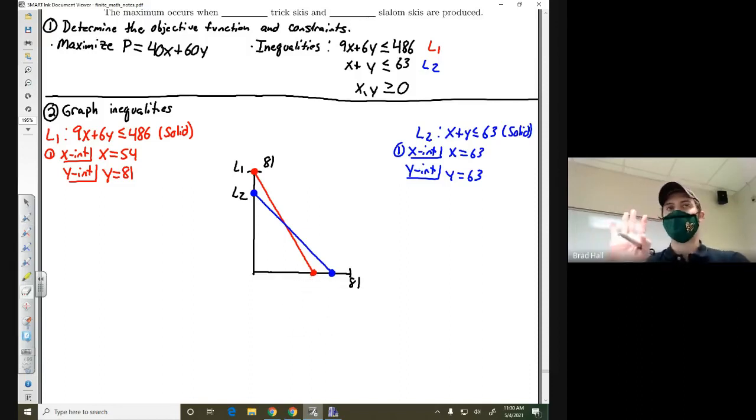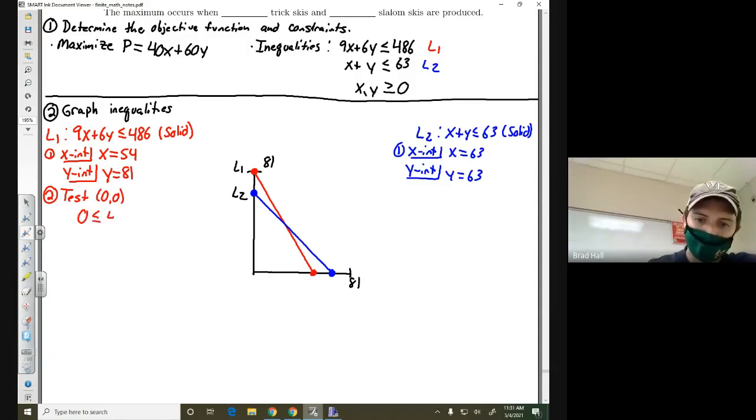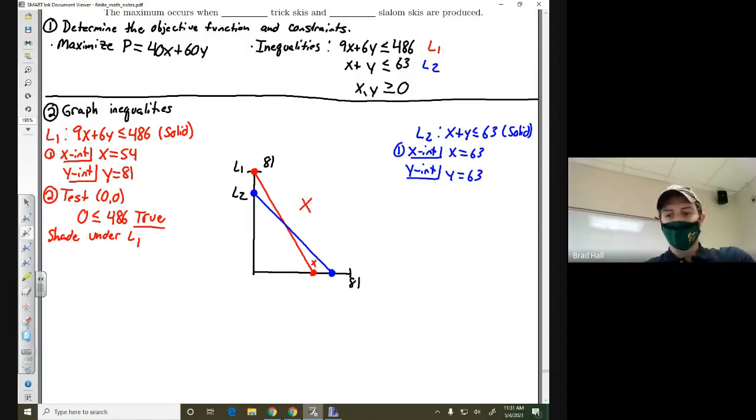From here, we have 4 regions, and we need to figure out which one of the 4 we shade. So let's go ahead and start testing. Let's test 0, 0 for the first line. You plug in 0 for x, 0 for y. Get 0 is less than or equal to 486, which is a true statement. And since we get a true statement, this means we shade under the line L1. Oops, not L2, L1. Which means we're not shading above L1. So we put an X for those lines that we definitely do not shade.